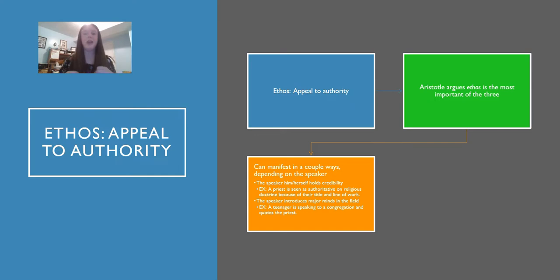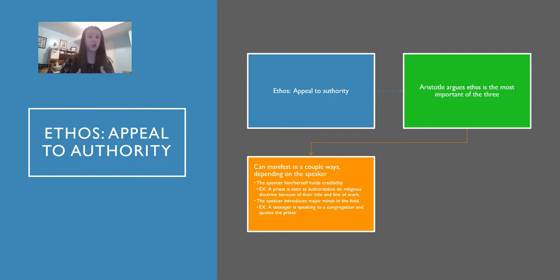Now, ethos can manifest in a couple different ways, and what this really comes down to is the relationship between the speaker and their audience, or the writer and their audience. So first, the speaker, him or herself, holds credibility. So think about it this way.